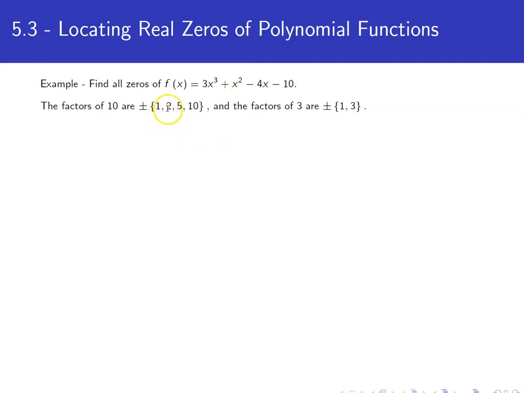Factors of 10 are 1, 2, 5, or 10, so we could use the positive or the negative of any of those. And the factors of 3 are 1 and 3. So now we make our possible fractions. We can do 1, 2, 5, and 10 all over 1, or 1, 2, 5, and 10 all over 3. So we get those 8 possible rational numbers, and then we add in the plus and minus, because we can do either the positives or the negatives. So we have 16 potential rational roots.